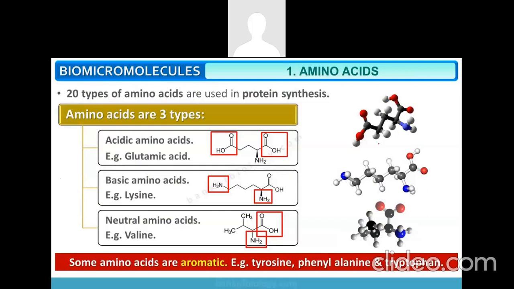And it is very important to know that some of the amino acids are aromatic, which means they have an odor and are capable of spreading it. And as the name suggests, acidic, basic, and neutral is decided on the basis of two factors: hydrogen ion concentration and their reactivity towards an acid or a base. Examples of aromatic amino acids include tyrosine, phenylalanine, and tryptophan.